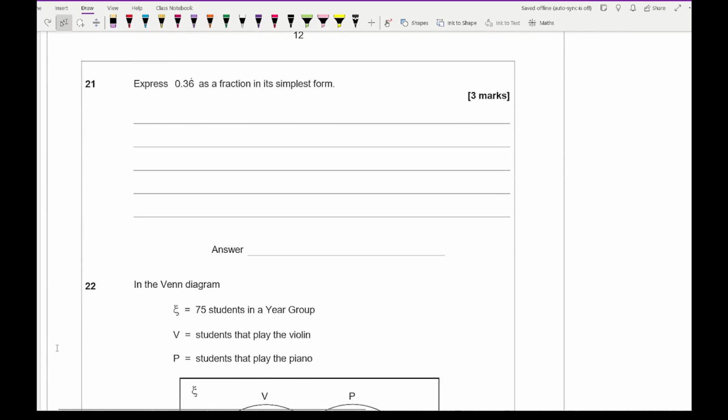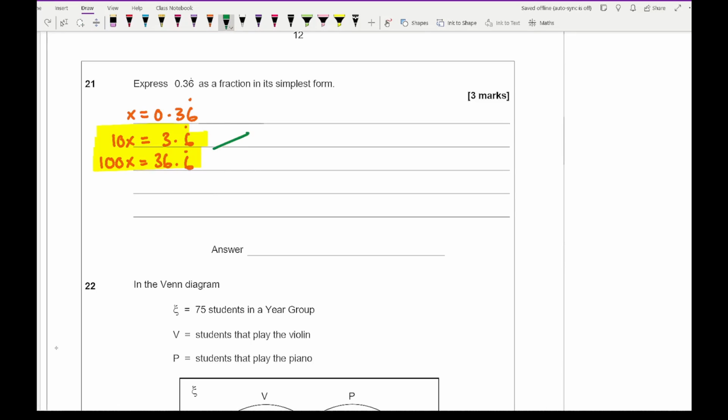Moving on to question 21, it says express 0.36 recurring as a fraction in its simplest form. So for this, what we need to do is make the decimal equal to x. Then we multiply both sides by 10, so I get 3.6 recurring. I multiply x by another 10, so we get 100x equals 36.6 recurring. Now, as we've now got the same recurring pattern after the decimal point, I can take these two things out.